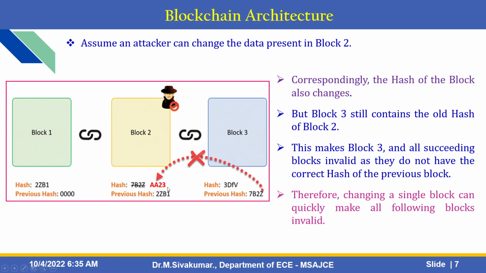He has entered AA23, but in block 3 the same hash ID continues. Correspondingly, the hash of the block also changes, but block 3 still contains the old hash of block 2. This makes block 3 and all succeeding blocks invalid as they do not have the correct hash of the previous block. Therefore, changing a single block can quickly make all the following blocks invalid. So we are not able to hack.